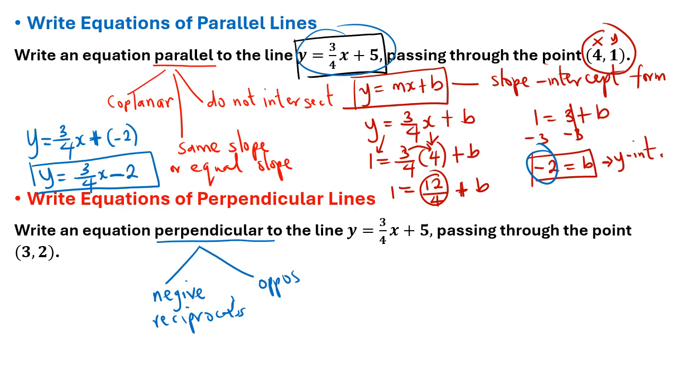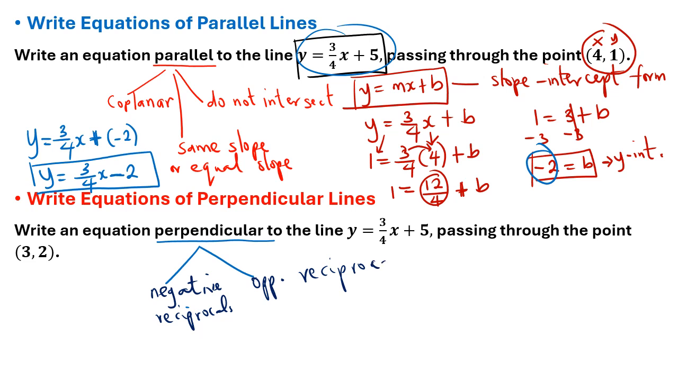Let me write it correctly. Negative reciprocals and opposite reciprocals. That's what we need to write. I didn't get the spelling right, so I'm going to write it down again. We call that negative reciprocals, or some people call that opposite reciprocals.